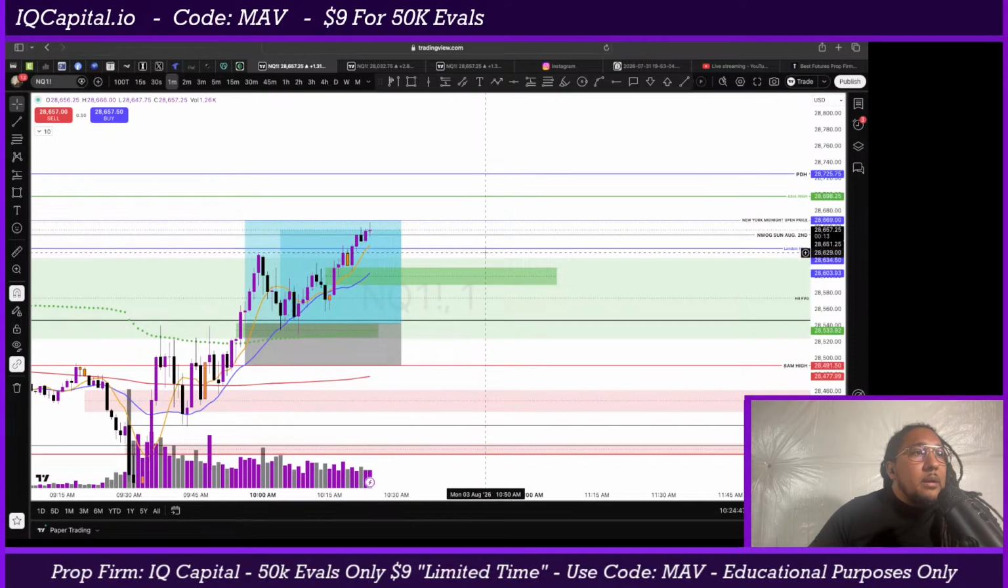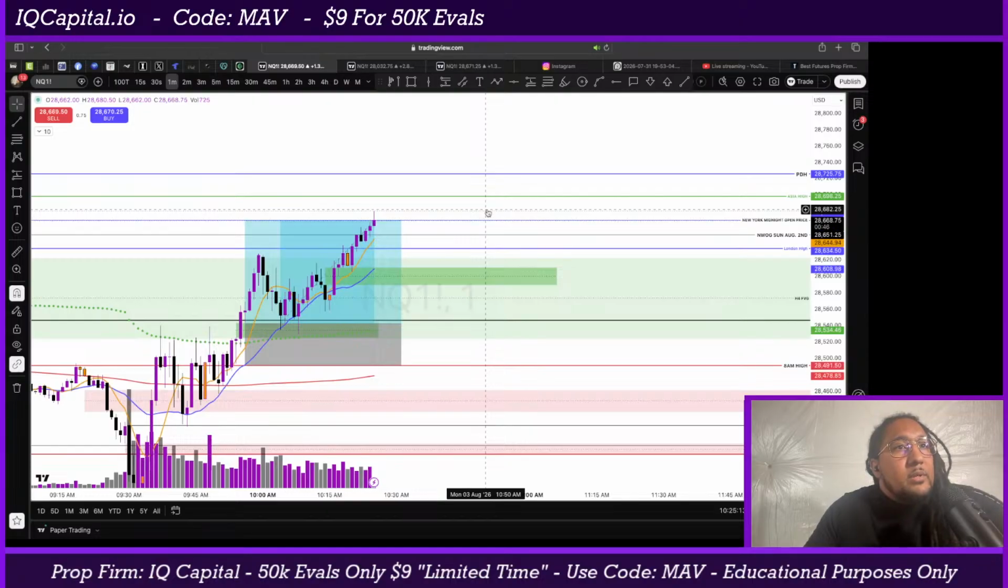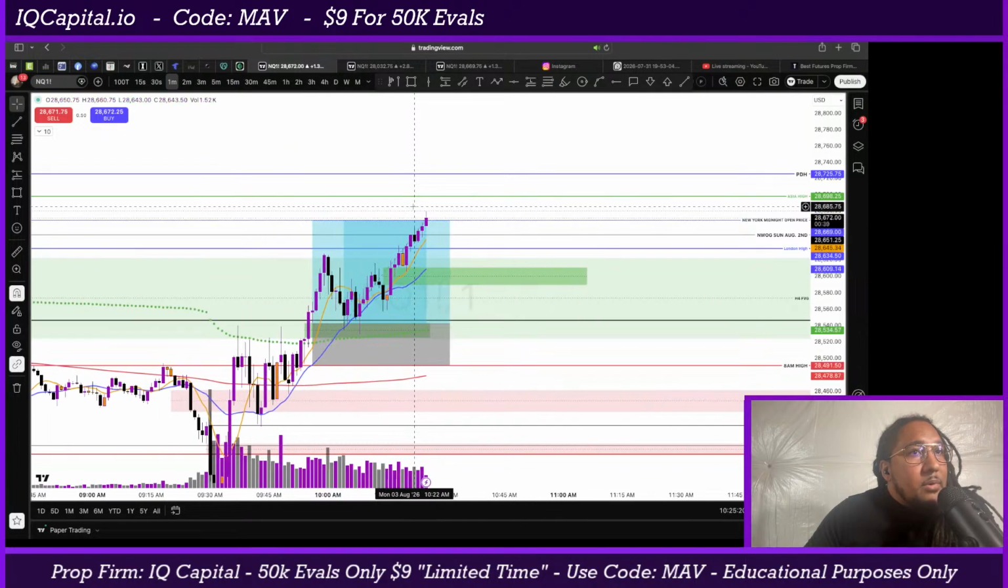Since I was only in for 1 mini on this one, there's no chance to scale out, so it's either all in or all out, and I just decided to take the 1200 here at the London highs. I thought maybe we would get a pullback and then another possible entry, but it looks like we swept this New York Midnight Open. So we still have Asia highs and Friday highs. So I'm more than confident now that we're headed for these levels. I believe we're going to hit those Asia highs.